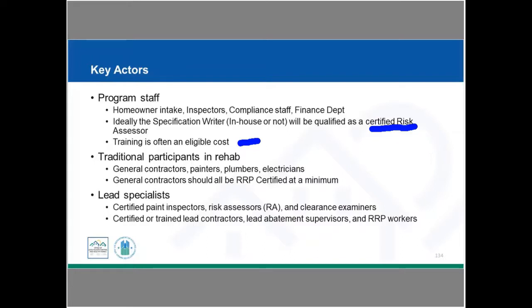We also have, in addition to our program staff, we have our partners in doing the rehab. These are our general contractors, our painters, our plumbers, our electricians. We would like to ideally have our general contractors be RRP certified. That's our renovation, repair, and painting certification. Les talked about that last week when we were together. And then we have our lead specialists. They can be our paint inspectors, they can be risk assessors, clearance examiners. Those are different types of lead specialists. We would have trained lead contractors, abatement supervisors, RRP workers. Les talked quite a bit about these different types of lead specialists in Module 2 as well.